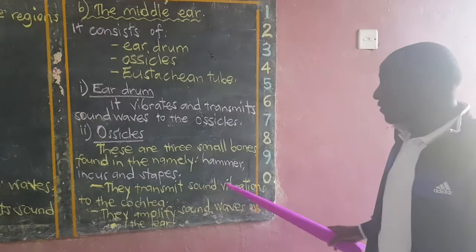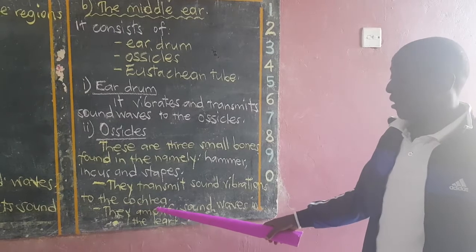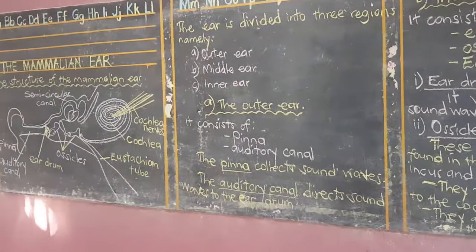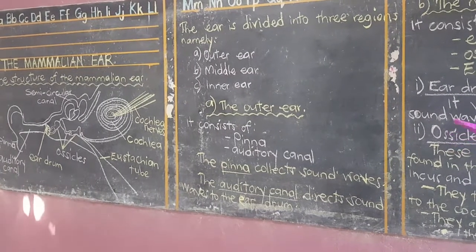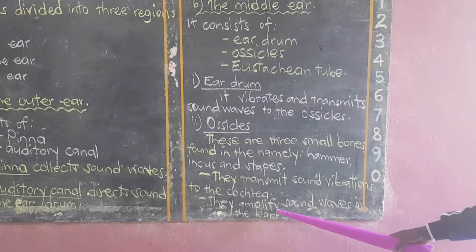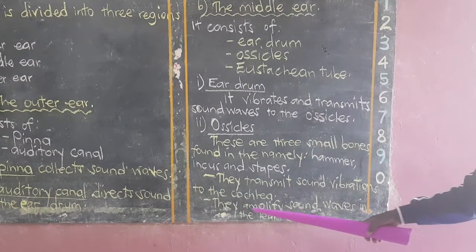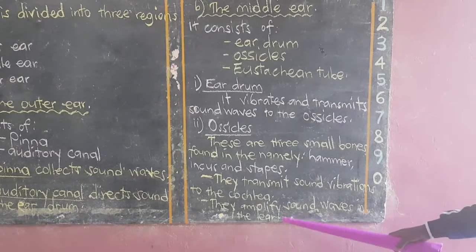They transmit sound vibrations to the cochlea. You look at that diagram, the cochlea is there. Those small bones transmit sound waves to the cochlea. Two, they amplify. To amplify is to increase volume. They amplify sound waves in the ear.